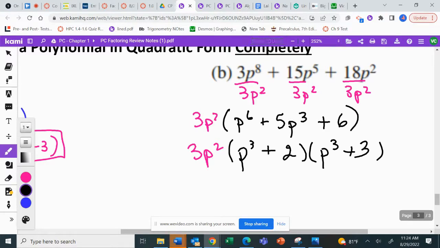So now these are not linear. We need to double check to see if they can go further. And just looking at them, I see p cubes. So I'm going to see if these are cubic. No? Right. So 2 is not a perfect cube. 3 is not a perfect cube. And because of that, they can't go any further. So we're done.